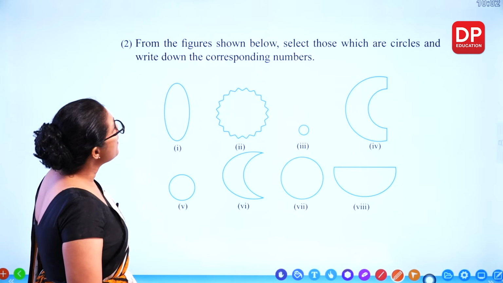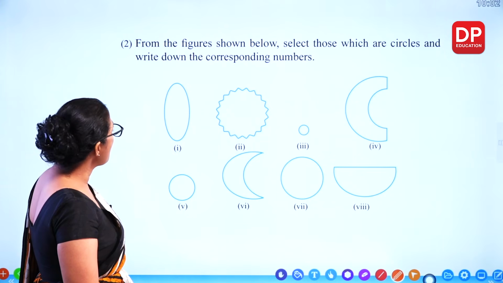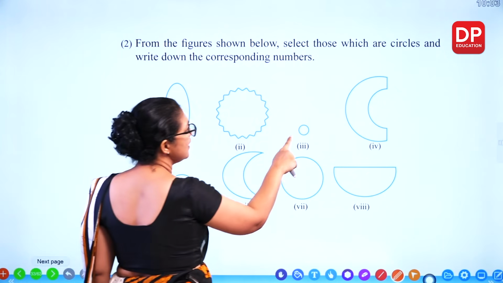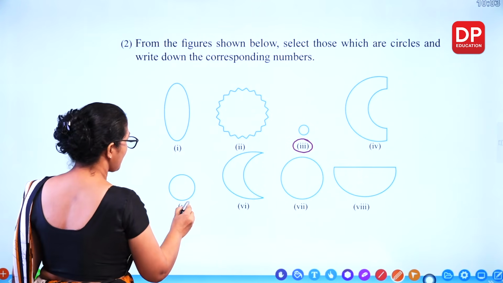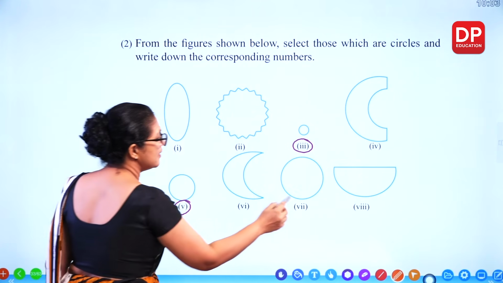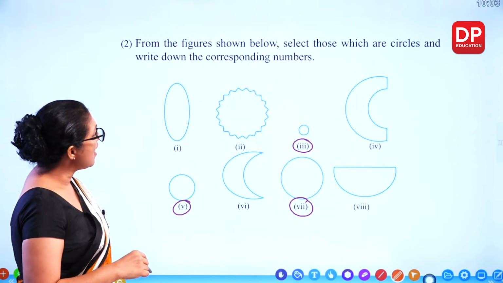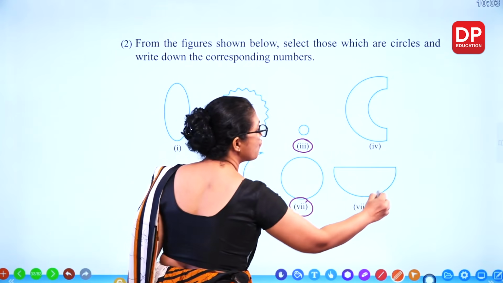From the figure shown below, select those which are circles and write down the corresponding numbers. This is like oval shape, not circle. Here, this is a small circle. This is a circle and this one is a circle. All the others are not circles. This is half of a circle.